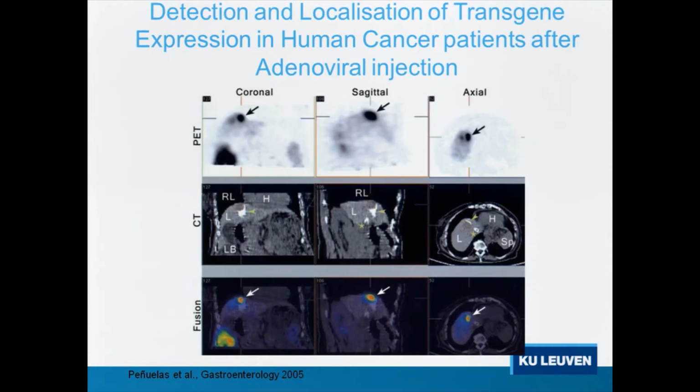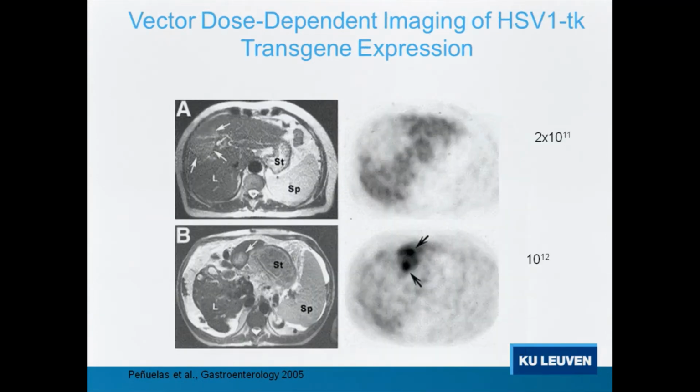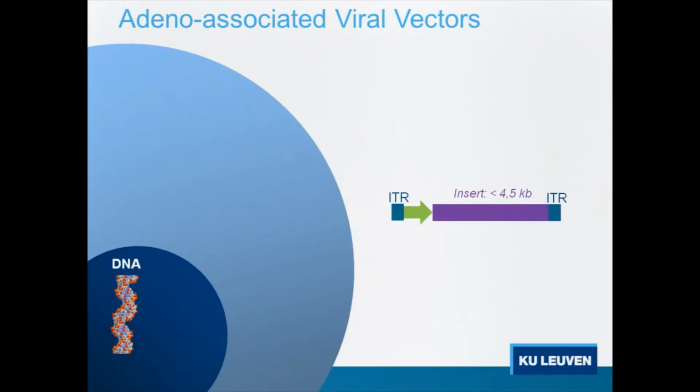This is just one example of detection through PET using the HSV-TK system of adenoviral vectors that were injected into liver metastases in a patient, and we can clearly see the FHBG which is taken up by the metastases in these cells. So it is something which is translatable to the clinic, and here you see that if you inject more viral particles, 10 to the 12th, compared to 2 times 10 to the 11th, you get more signal in the liver metastases.